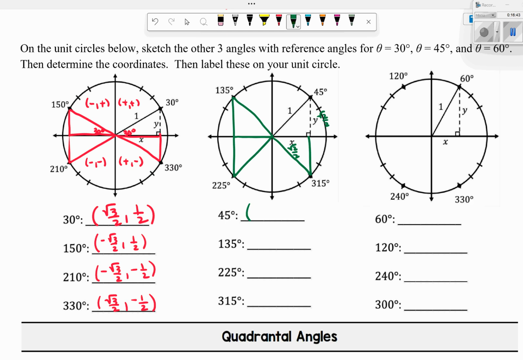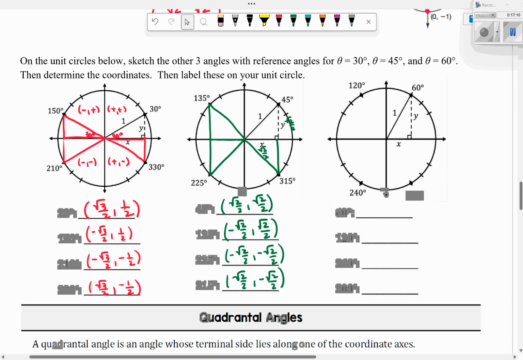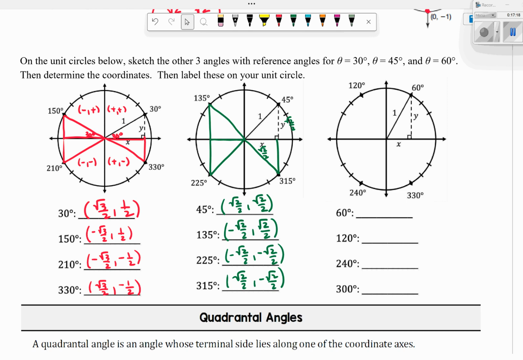So then that means this is root 2 over 2 comma root 2 over 2 for that point. So then the next one would be negative root 2 over 2 and then root 2 over 2. Negative root 2 over 2, negative root 2 over 2, and positive root 2 over 2, negative root 2 over 2. Because those are all using the same reference angle, 45 degrees, for that 45-45-90 triangle. So all using the same unit triangle.